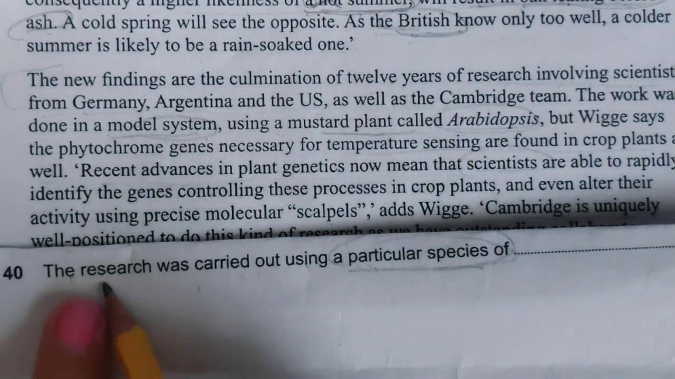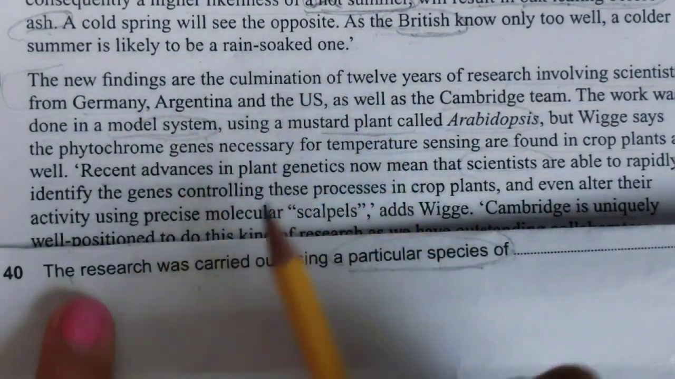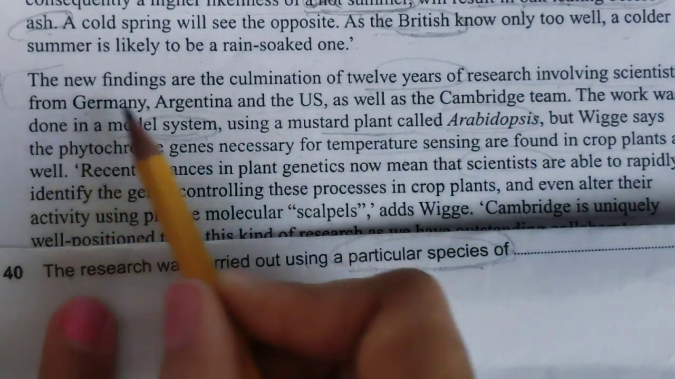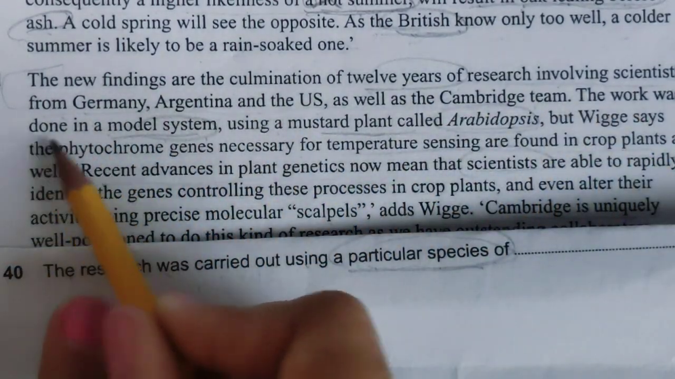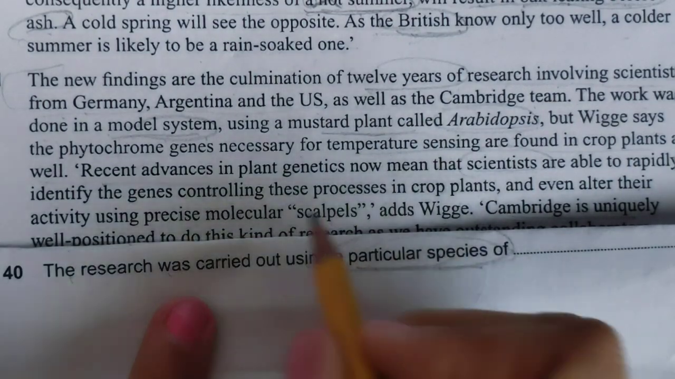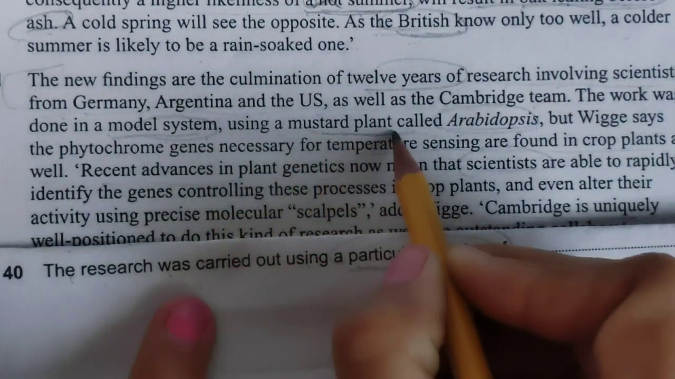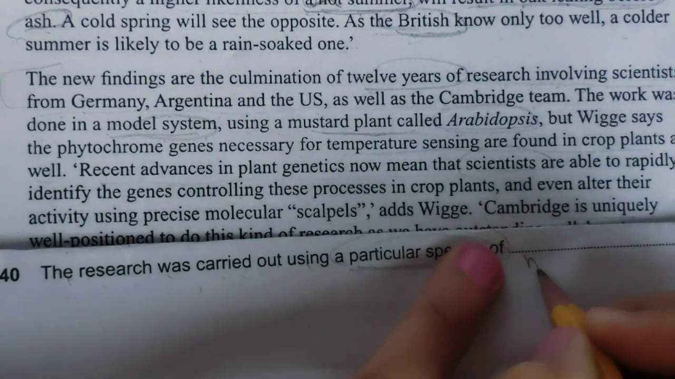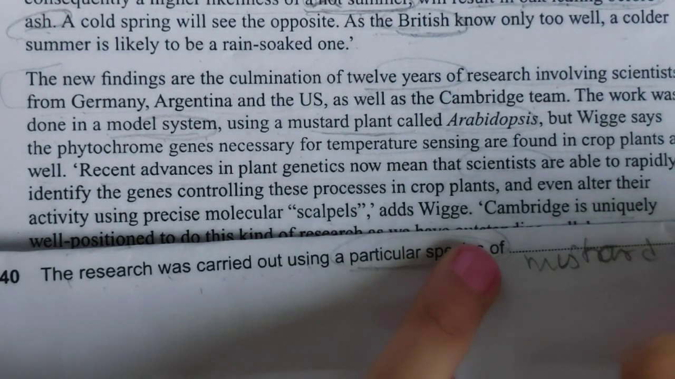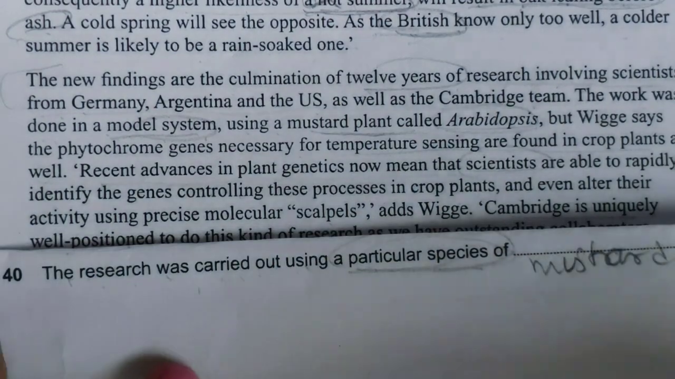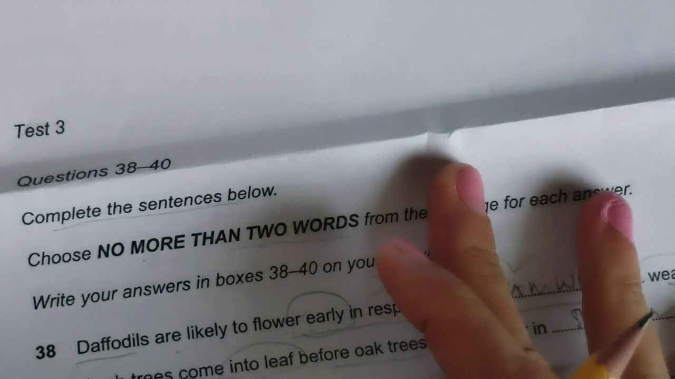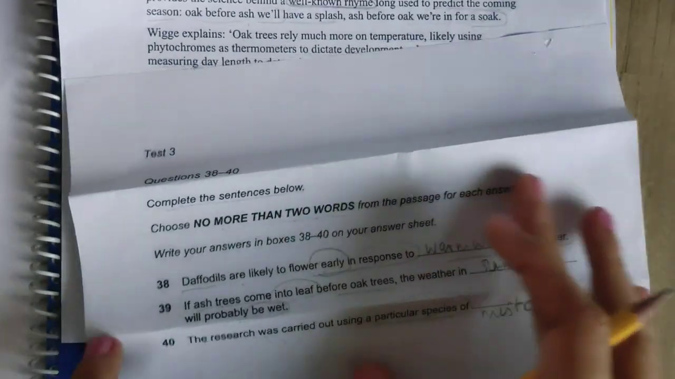The new finding was carried out as an accumulation of 12 years of research by scientists at this. The work was done in a model system, meaning the work was done on a particular species using a mustard plant. I can just write it here, mustard plant. Okay, this is the reading. We have done all the 40 questions with it. Thank you so much for watching it.